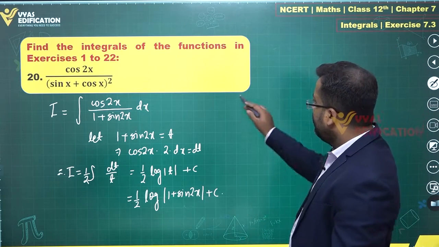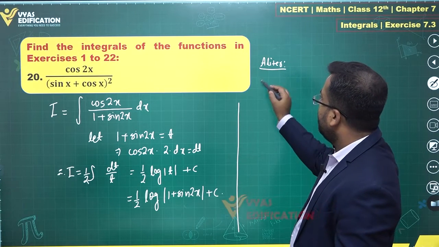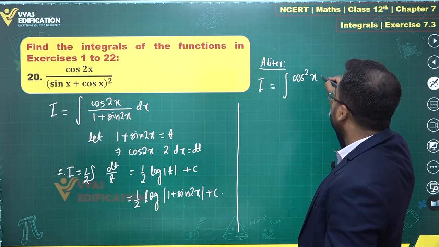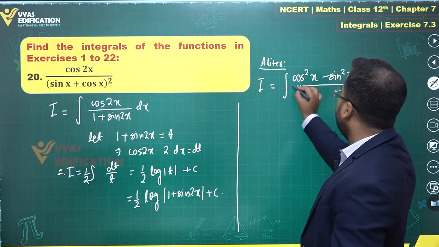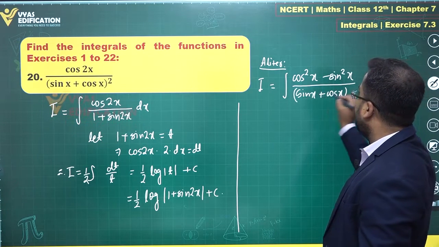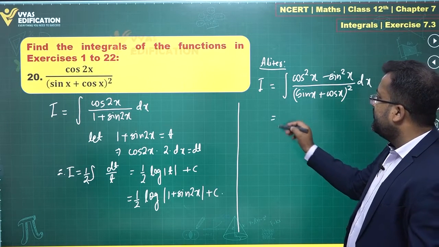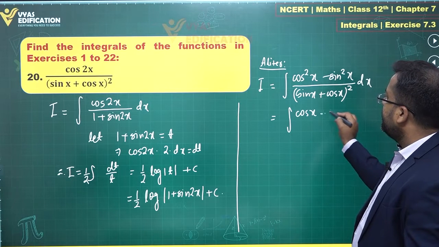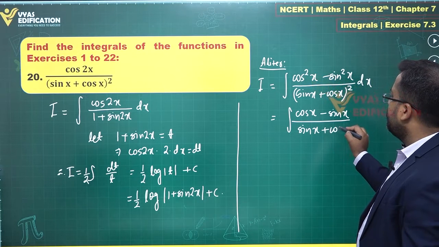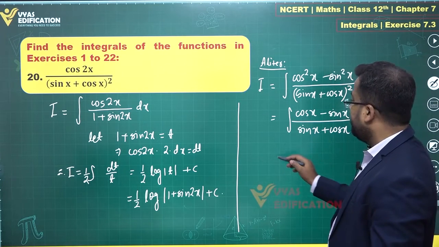Okay. You could have solved using another idea. I could be written with cos 2x expanded as cos square x minus sin square x, and the denominator is sin x plus cos x squared. This is cos x plus sin x times cos x minus sin x. Cos x plus sin x will get cancelled. In the numerator you get cos x minus sin x, and in the denominator sin x plus cos x, dx. Do you observe that the derivative of the denominator is present in the numerator?